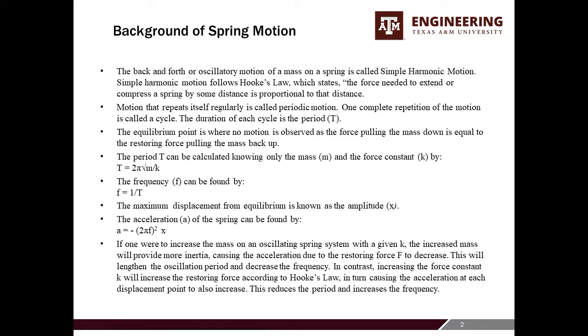The period T can be calculated knowing only the mass and the force constant by T equals 2 pi times the square root of m over k. And the frequency can be found by frequency equals 1 over the period. The maximum displacement from equilibrium is known as the amplitude, represented by x, and the acceleration of the spring can be found by a equals negative 2 pi frequency squared times the amplitude.